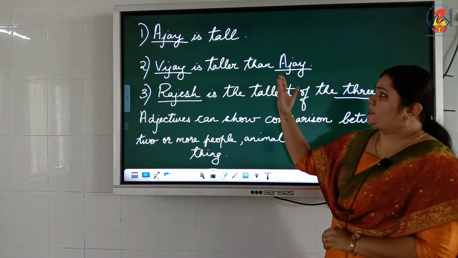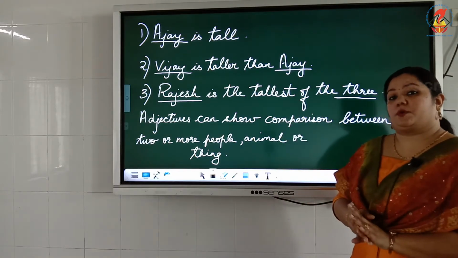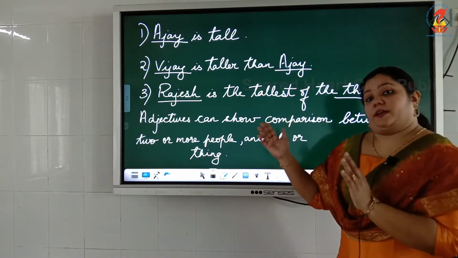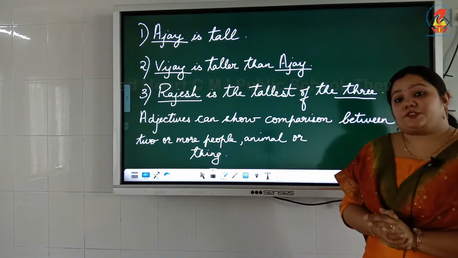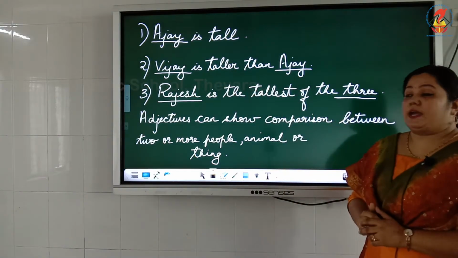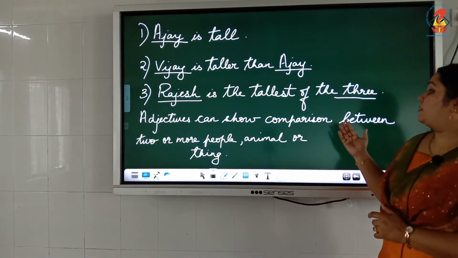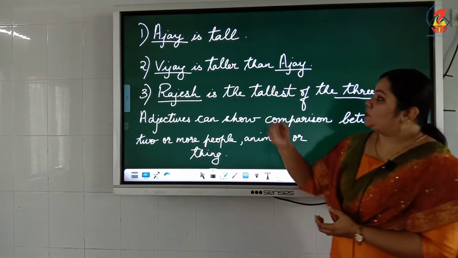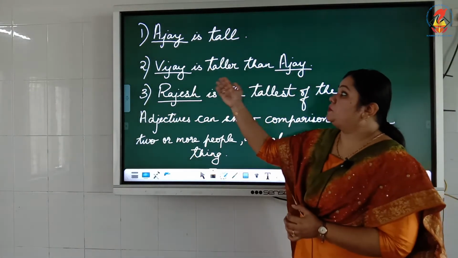Okay. So in the first sentence, we are just talking about Ajay. In the second sentence, we are talking about two boys, Vijay and Ajay. And in the third sentence, we are saying that among the three, Rajesh is the tallest. So when you are dealing with adjectives, adjectives can also show comparison. We are comparing two boys over here and we are saying Vijay is taller than Ajay, right? So adjectives can show comparison between two or more people, animals or things. So in the first sentence we have no comparison. In the second sentence we are comparing two boys, right?